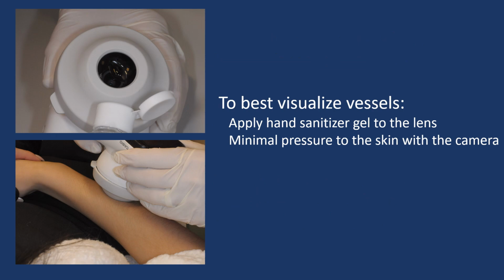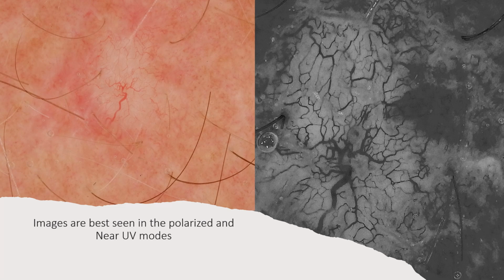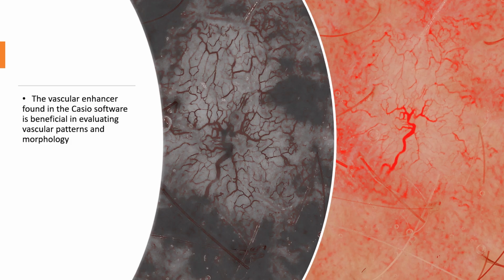To best visualize vessels, apply a hand sanitizer gel to the lens and apply minimal pressure to the skin with the camera. Images are best seen in the polarized and near ultraviolet light modes. The vascular enhancer found in the CASIO software is beneficial in evaluating vascular patterns and morphology. And here we have an example. Utilizing the vascular enhancer, we see these serpentine branched vessels quite nicely.